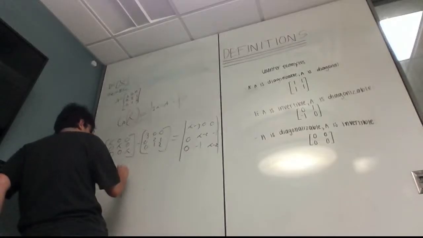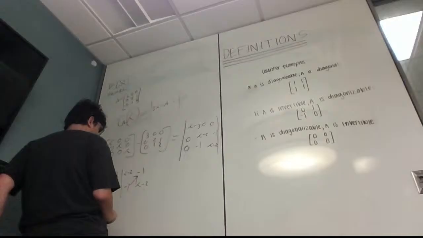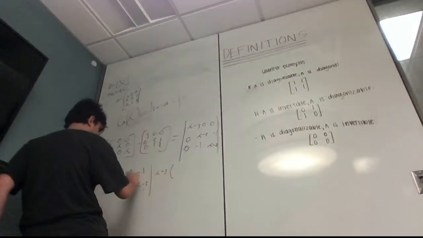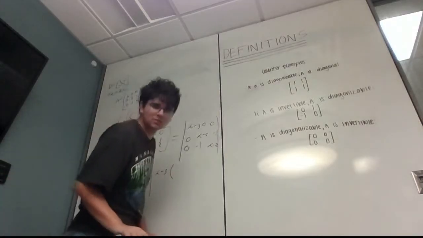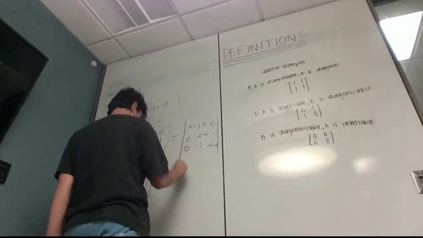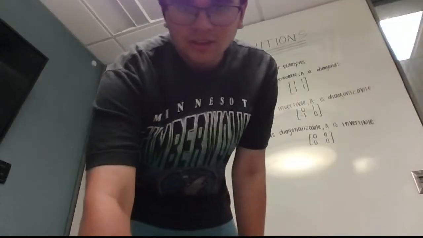So we get this times this, which just becomes 1. Right. Let me fact check here.